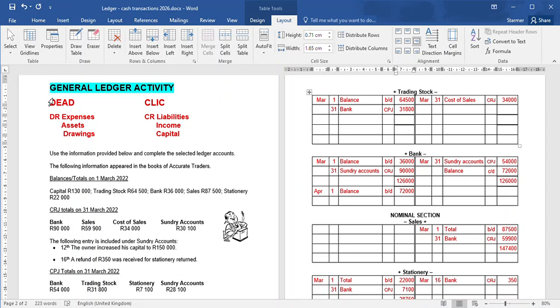Today I'm going to do a video on General Ledger. Before I start, I remind you of the rule that we follow to assist us with this work.